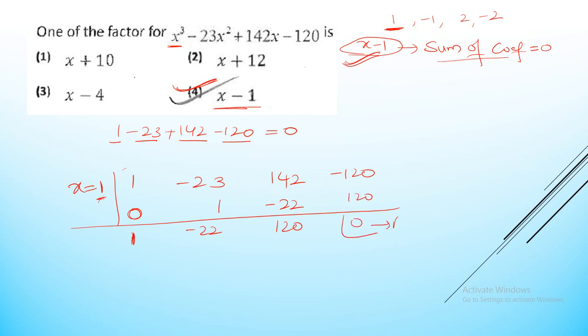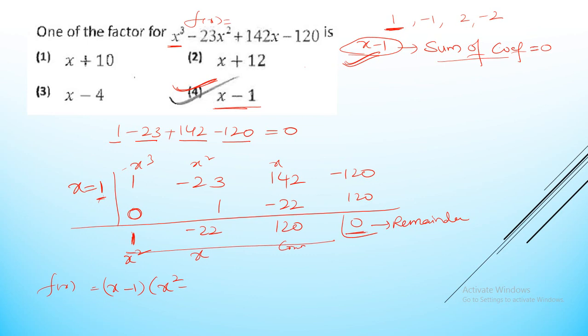Here this is nothing but the remainder. We already said that x minus 1 is a factor, so clearly the remainder will be 0, and the values I am left with are my quotient. These are nothing but the coefficients of x square, x and the constant, since after one division one power is reduced. Suppose this polynomial is f of x, then we can write f of x as x minus 1 into this quotient. What is this quotient? x square minus 22x plus 120.